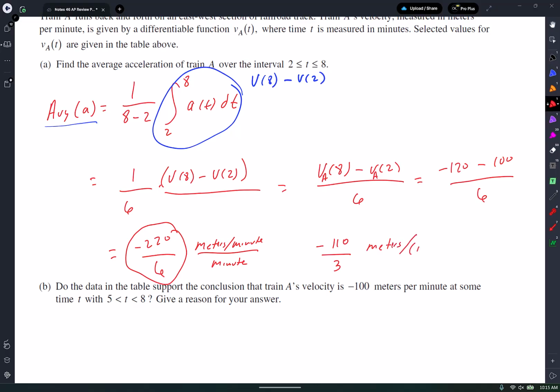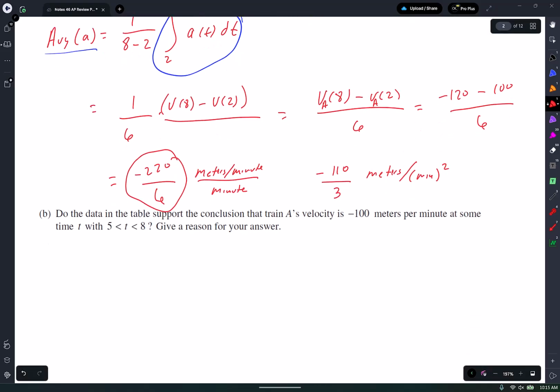Do you guys want to write meters per minute squared? Okay, there it is. You don't have to. You can leave it as meters per minute per minute. Are we okay with this? Okay, I don't know how many points that is. I remember putting the rubric together or cutting and pasting it. I don't remember the point distribution.